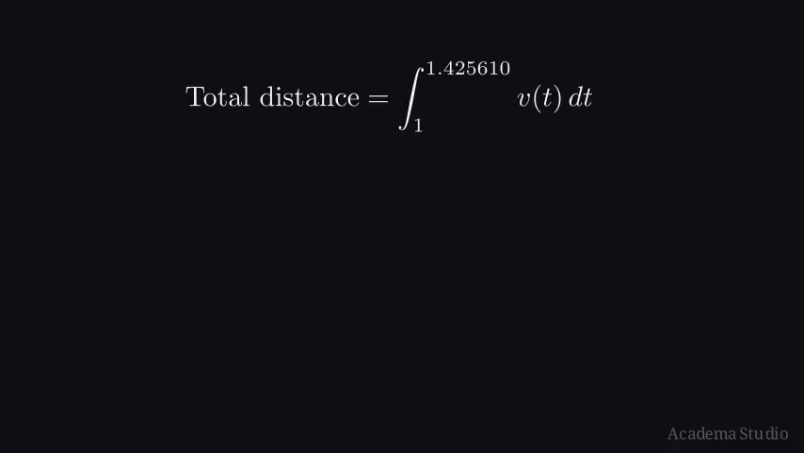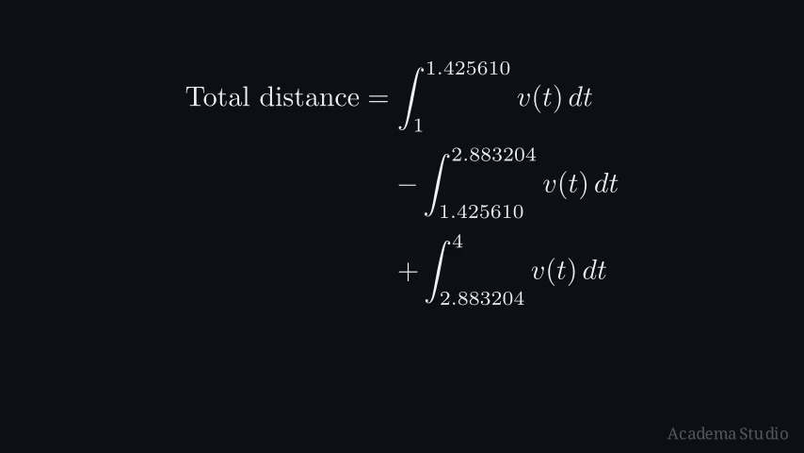Total distance equals the integral from 1 to 1.425610 of v(t) dt, minus the integral from 1.425610 to 2.883204 of v(t) dt, plus the integral from 2.883204 to 4 of v(t) dt.